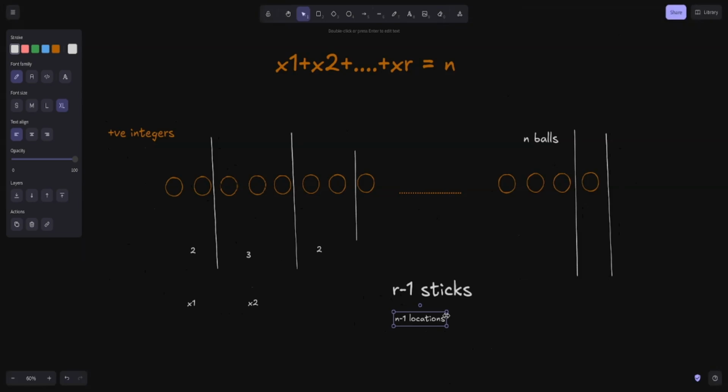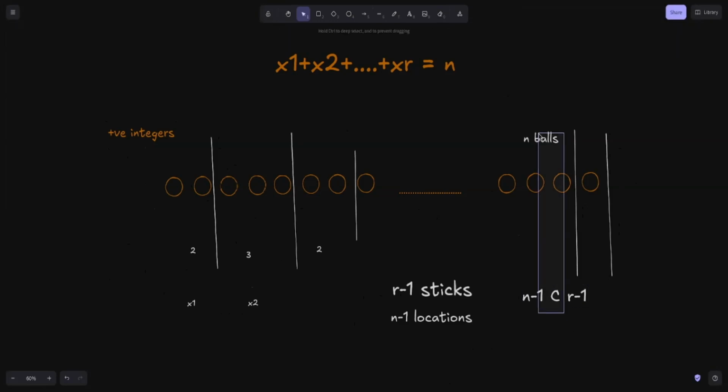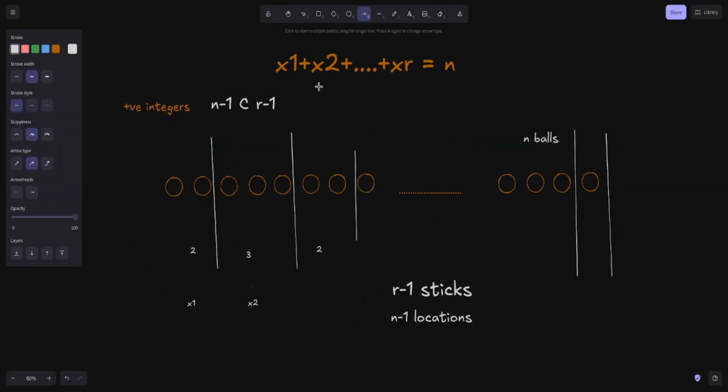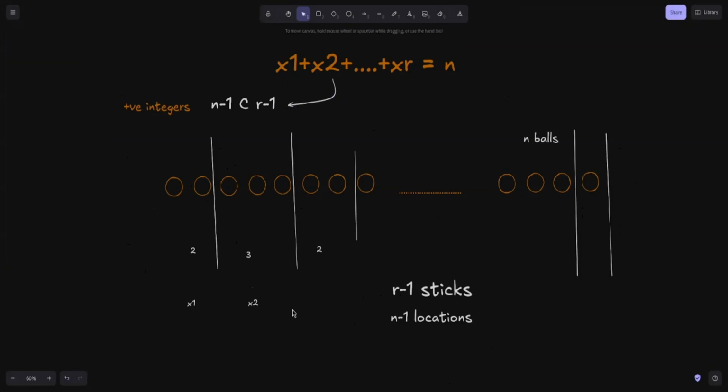So what will be my number of possible combinations here? n minus 1 C r minus 1. So can we say n minus 1 C r minus 1 is the solution for positive integers in this function? This is the logic of how we approach these kinds of problems.